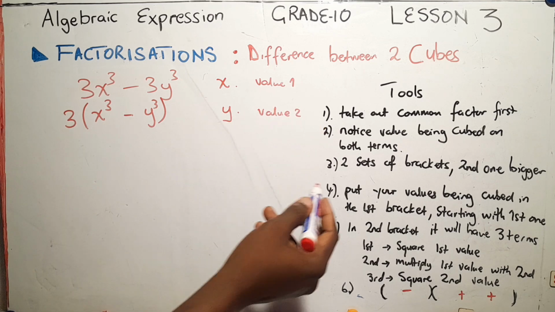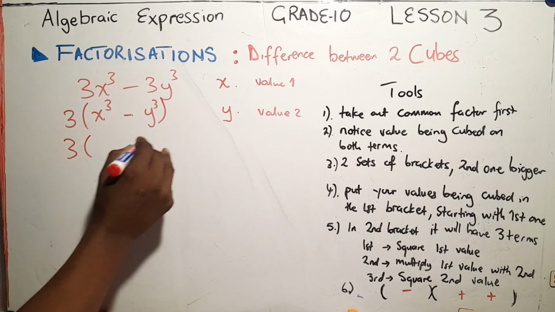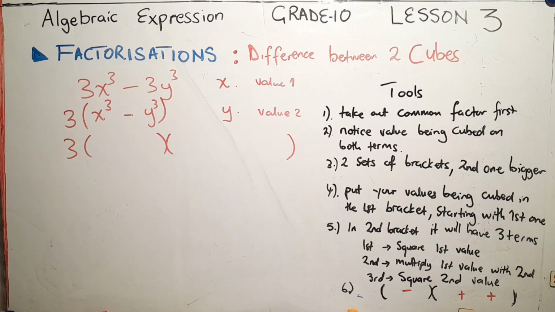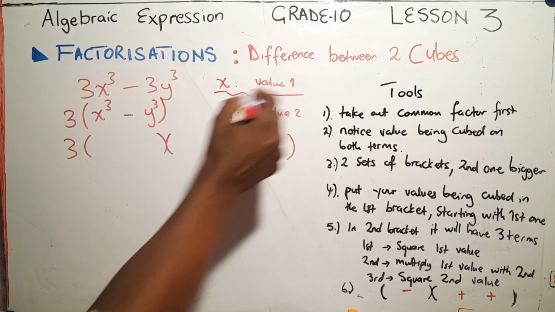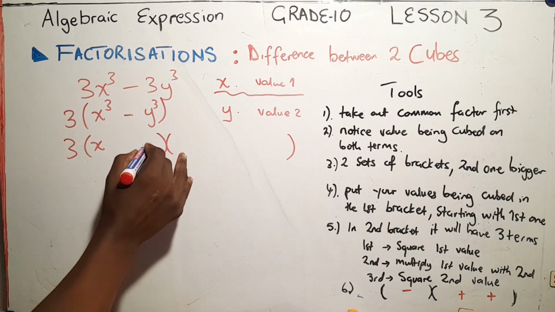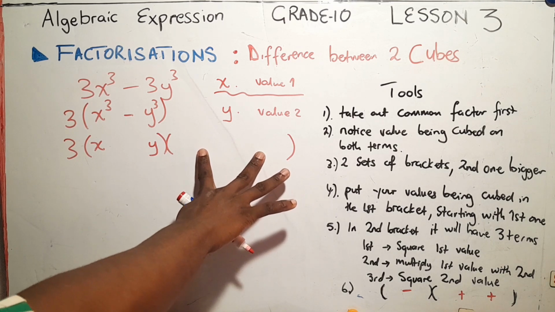Now we set two sets of brackets, the second one being bigger than the first. So this will be 3, the second bracket being bigger than the first. And then put your values that were cubed in the first bracket. So this value that was cubed, and this value that was cubed as well, we are going to put them in the first bracket, like that. And then the second bracket will have 3 terms.